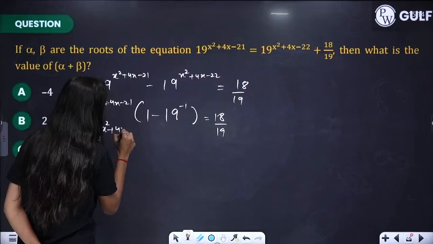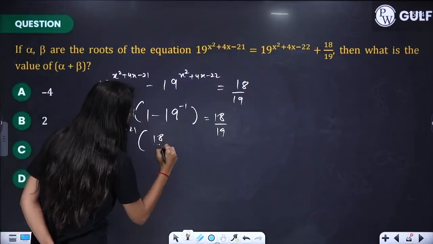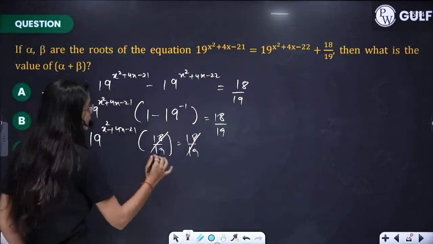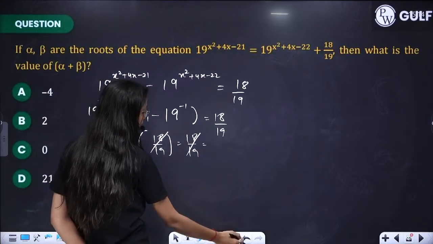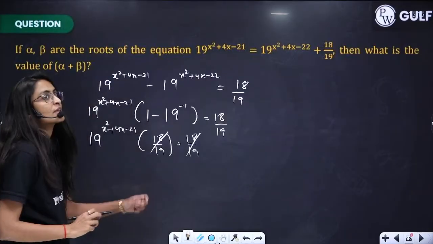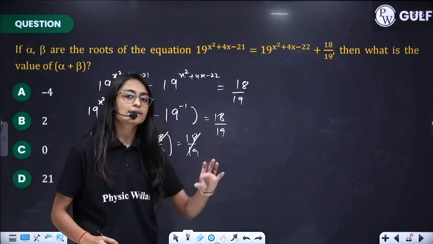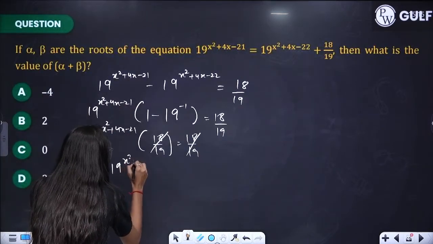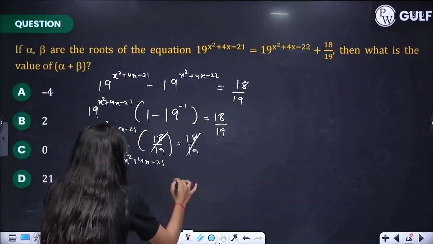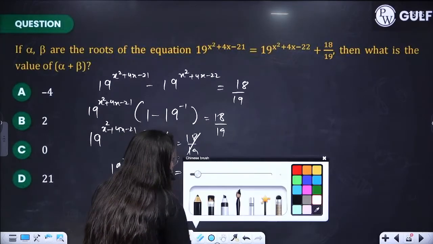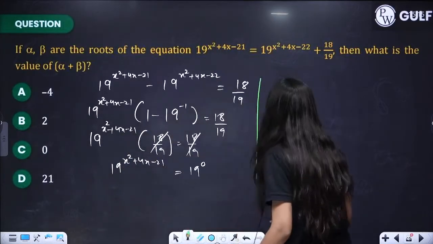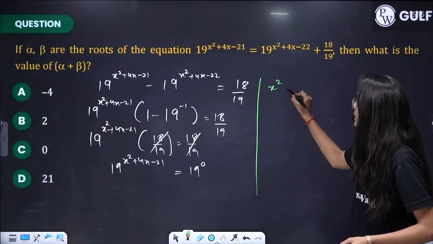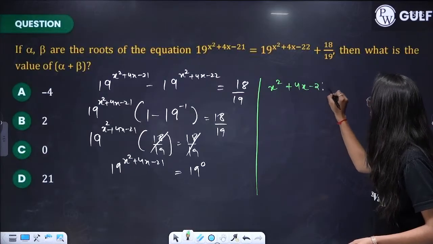So 19 raised to x square plus 4x minus 21 into 18 by 19 is equal to 18 by 19. Just cancel it out. Now if you are cancelling it out, you will be remaining with 1 over here. So a raised to 0 is equal to 1. Can I write that 1 is equal to 19 raised to 0? So 19 raised to x square plus 4x minus 21 gives me 19 raised to 0. Therefore I'm getting a quadratic equation from here. So x square plus 4x minus 21 equals 0.